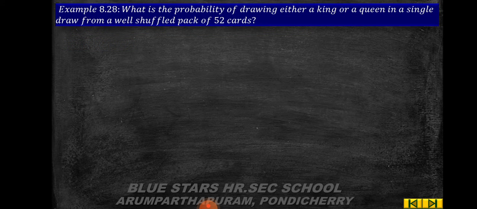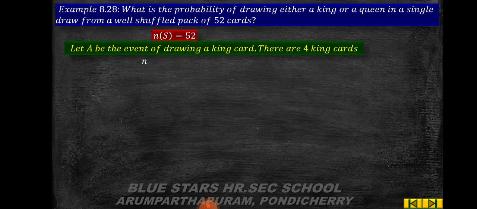Next one is example 8.28. What is the probability of drawing either a king or a queen in a single draw from a well shuffled pack of 52 cards? So n of S, that is the total number of cards, is equal to 52. Let A be the event of drawing a king card. There are 4 king cards, so n of A is equal to 4.